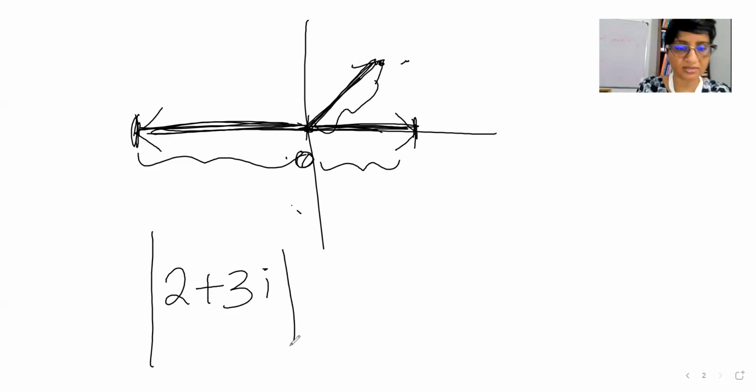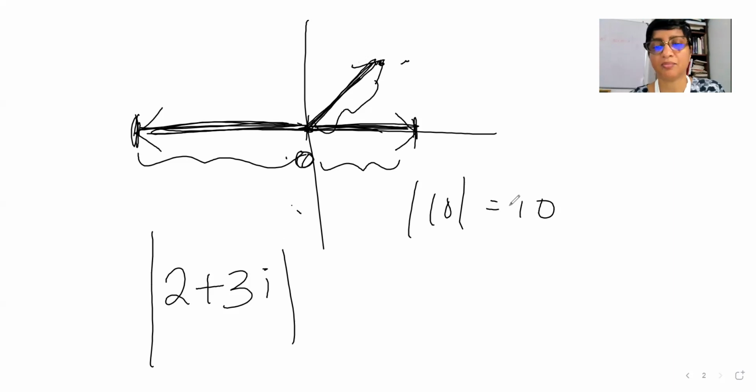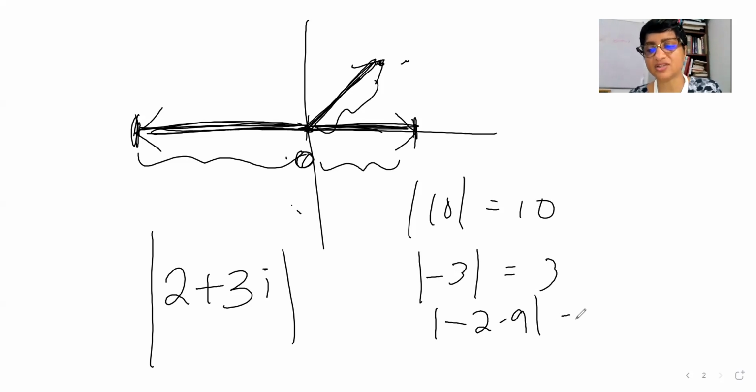So if I say modulus sign of 2 plus 3i, we can calculate it. Modulus of 10 is 10. Modulus of minus 3 is 3. I mean, for a real number, modulus of minus 2.9 is 2.9. There's nothing to do, you know it immediately. But modulus of 2 plus 3i, wait a moment, let me calculate it. You need to calculate it. And the calculation is very easy.